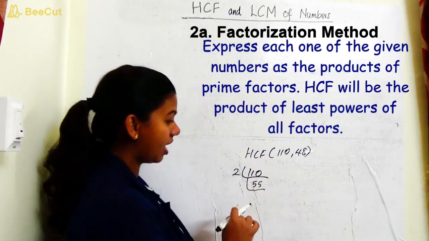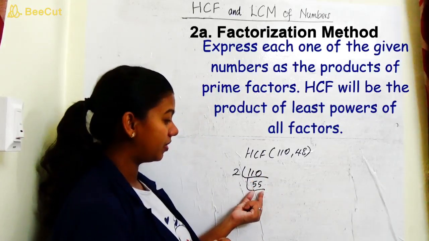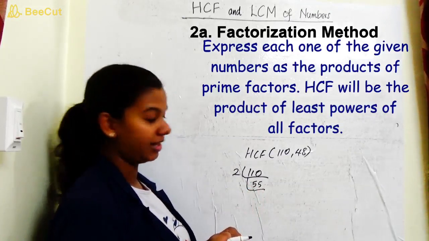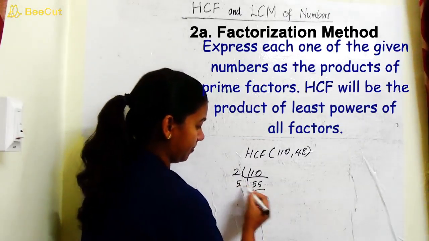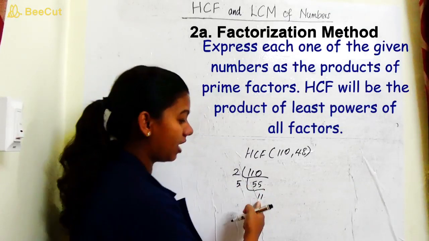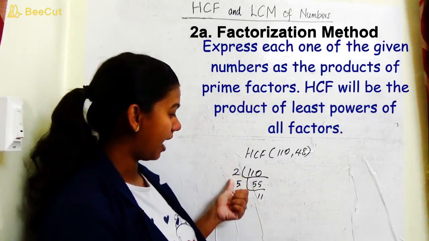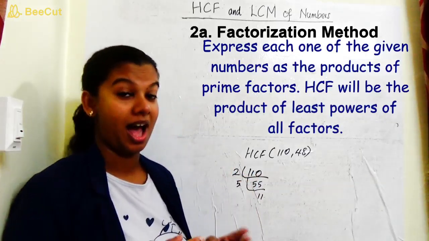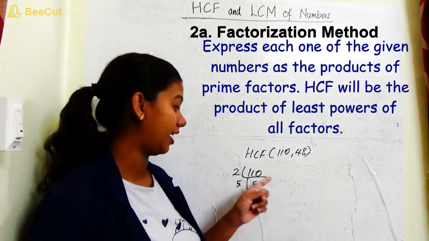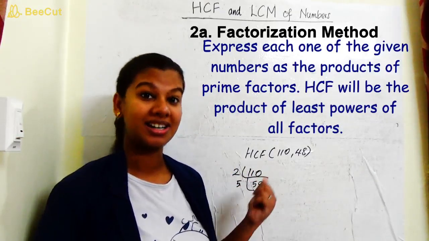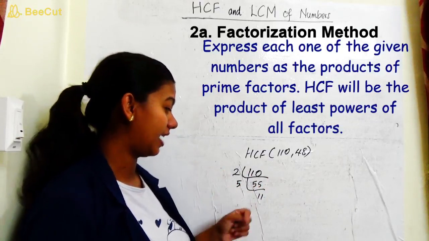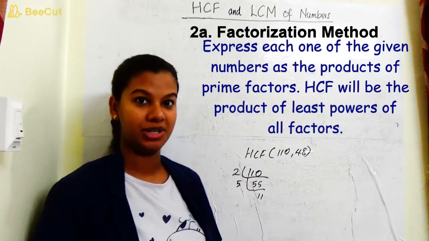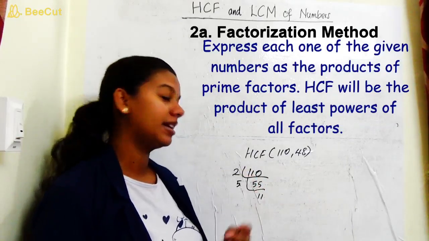55, right? Then for 55, I have to see the next least prime factor which can divide 55. That is 5. Then 11. So I can't divide 11 further. So I have factorized this number, that is 110. Factorized means I have found the factors of 110. The factors of 110 are 2, 5 and 11. And then obviously 1 will be a factor of any number, because 1 can divide any number.